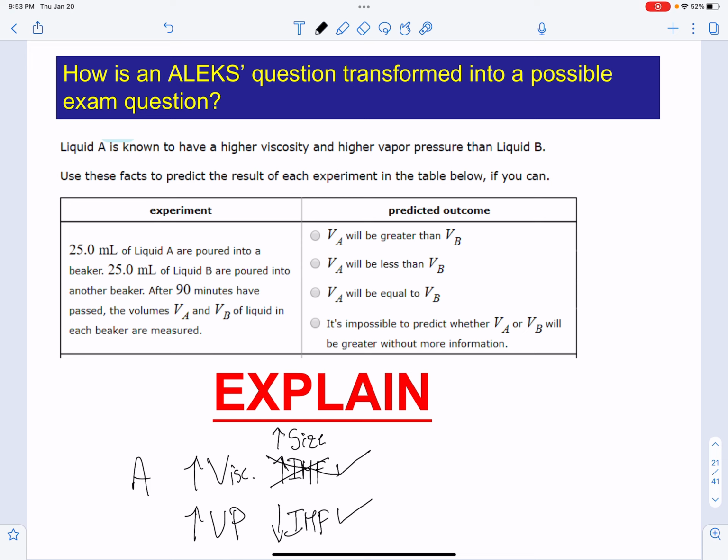So use these facts to predict the result of each experiment in the table below. And the experiment is like this. If I have 25 milliliters of A, and I always like to visualize it, 25 milliliters of A, which is being poured into a beaker. And 25 milliliters of B, which is also being poured into another beaker.